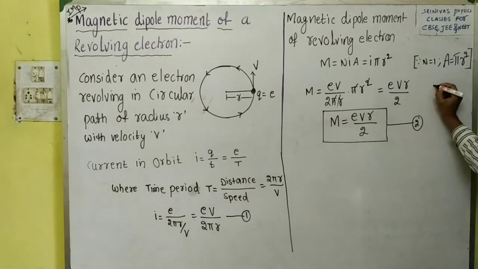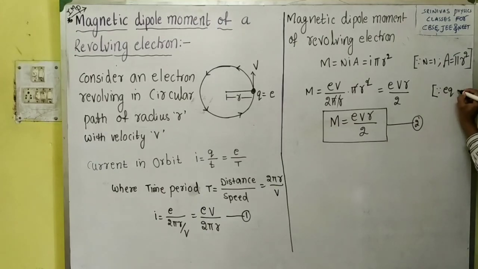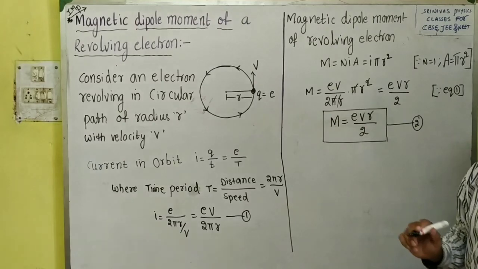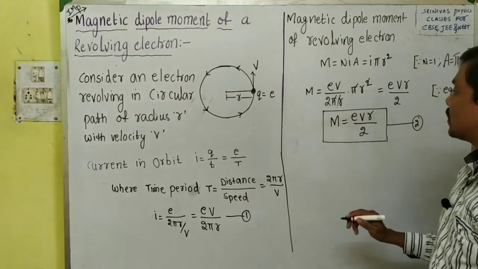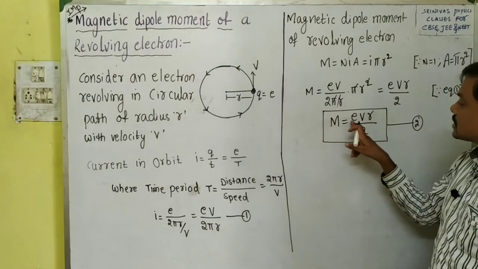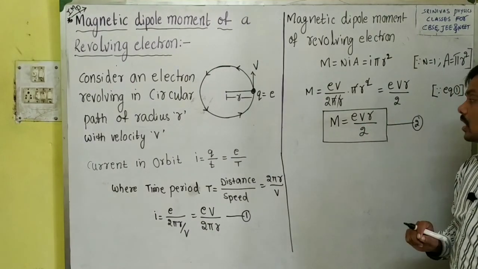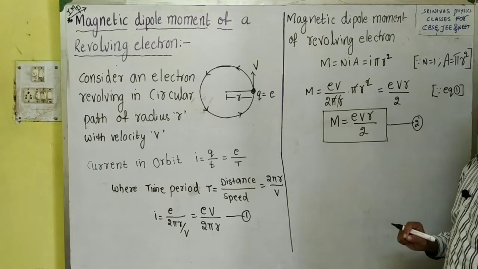Here we are writing the I formula, ev by 2 pi r, from equation 1, and here we got the magnetic moment formula. Here e is the charge of the electron, v is the speed of the electron, and r is the radius of the orbit in which the electron is revolving.